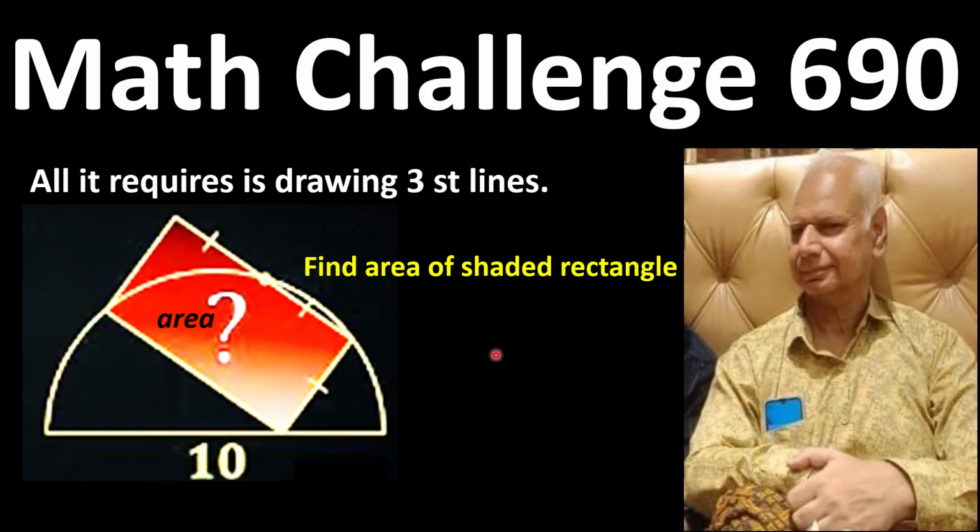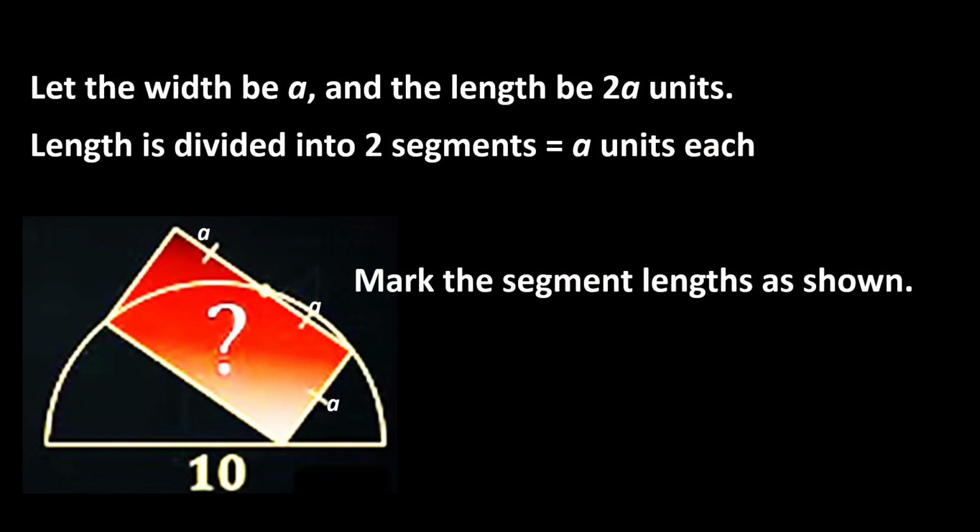Math Challenge 690, let us find the area of this rectangle where the width is half of the height. Let the width of the rectangle be a units, then the height will be 2a units. The height is divided at this midpoint into two segments of a units each. So mark the segment lengths as shown, a units and a units.